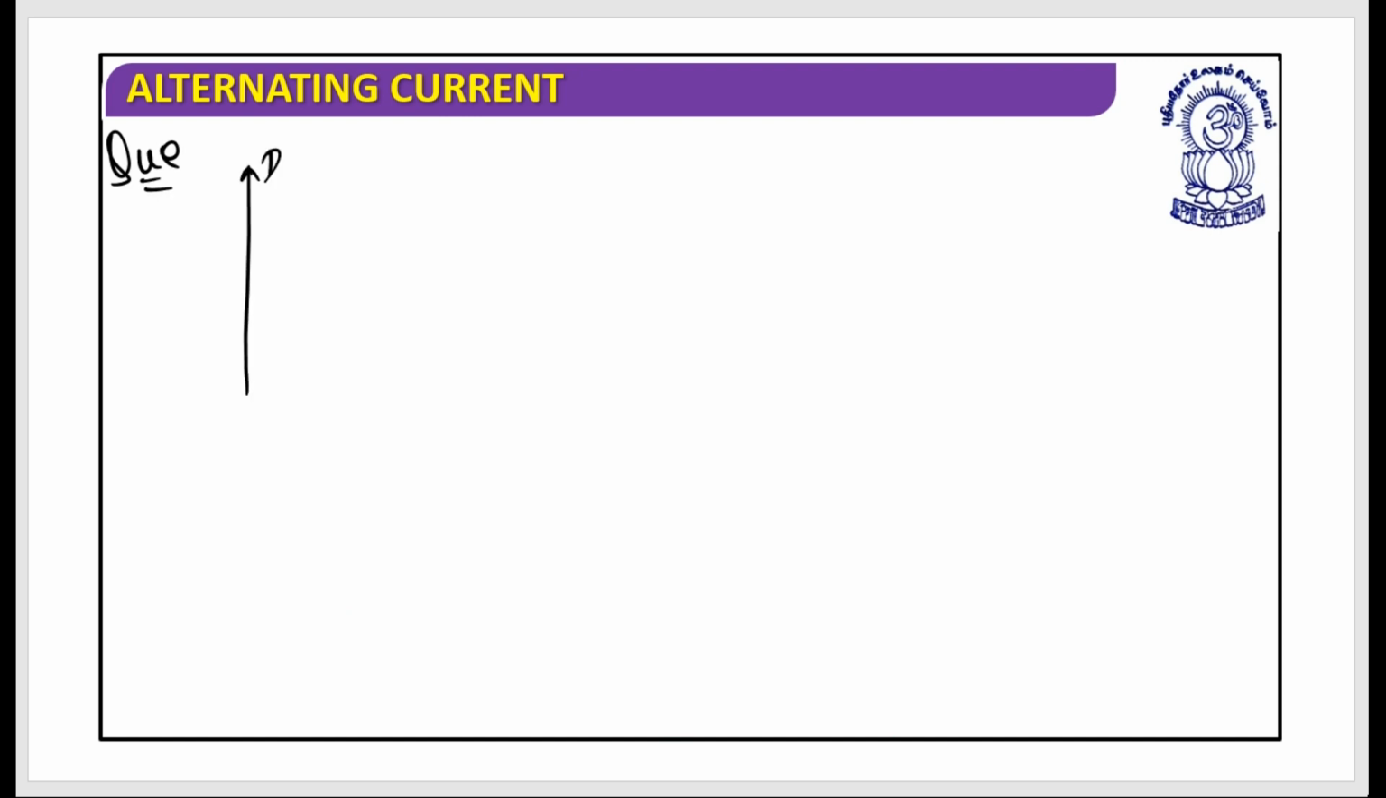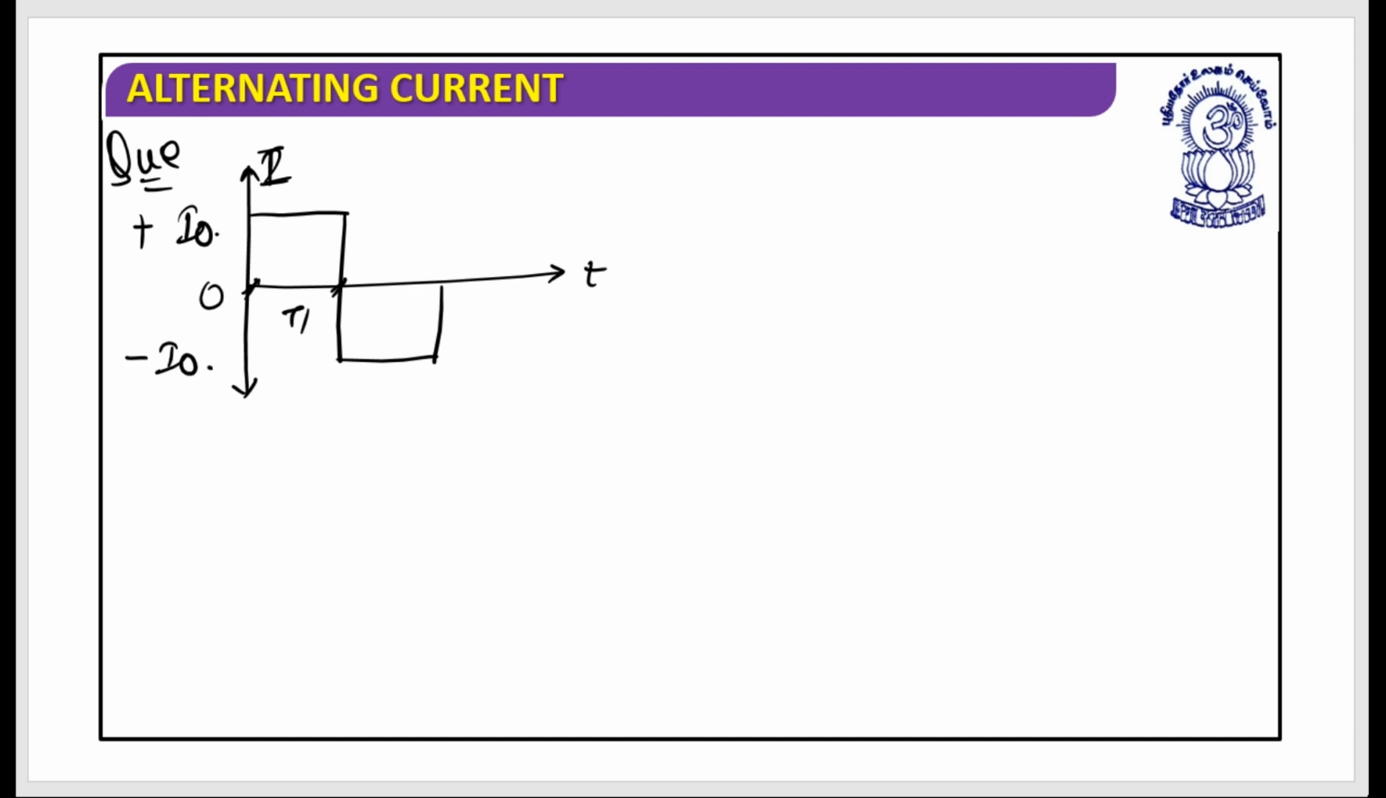So this is I, this is T. It is conventional practice that we use I, but if you have been given an EMF or voltage, you can use the same thing. So this is V versus T given. This is something like that. Let's say this is plus I naught, this is minus I naught. This is 0, T by 2, T.